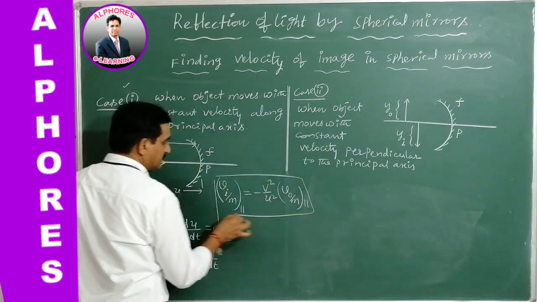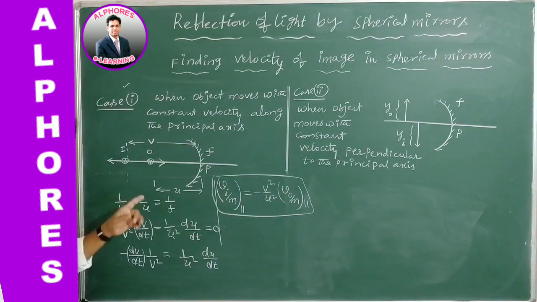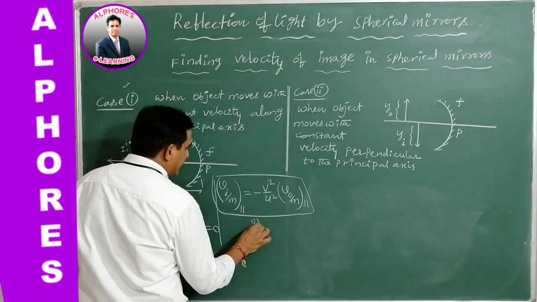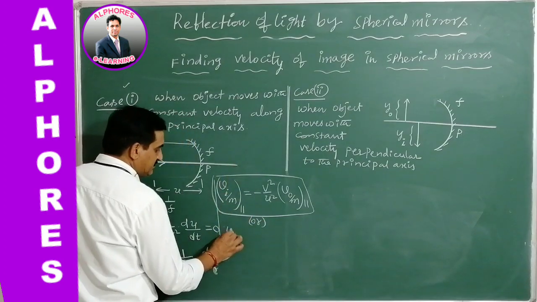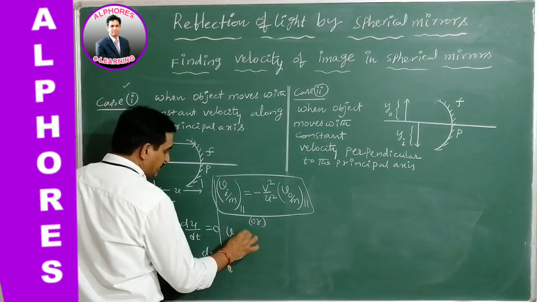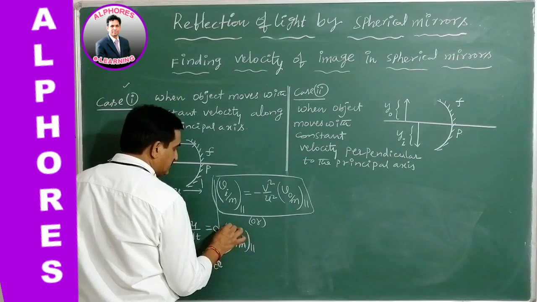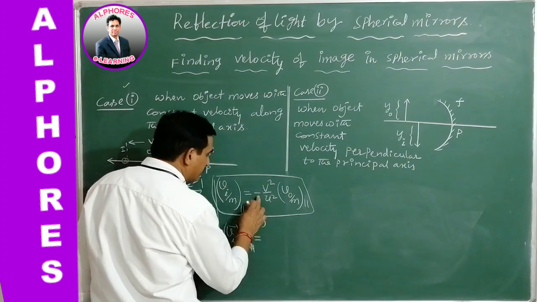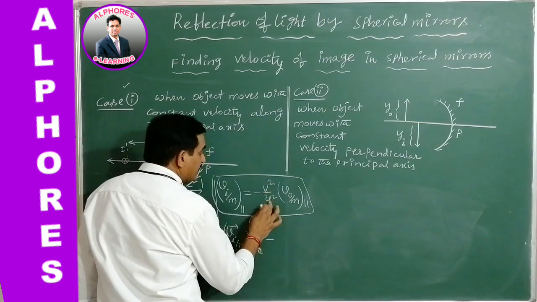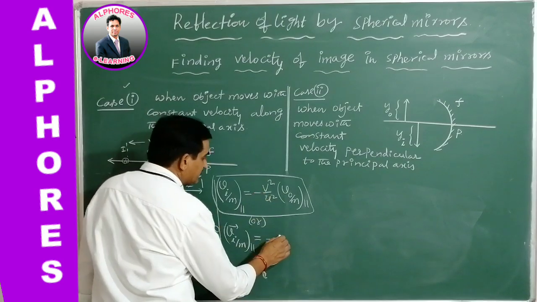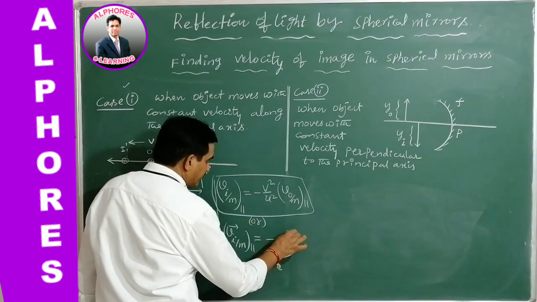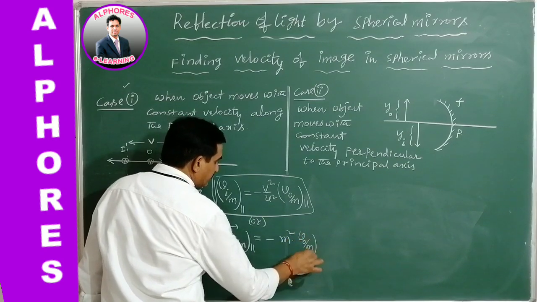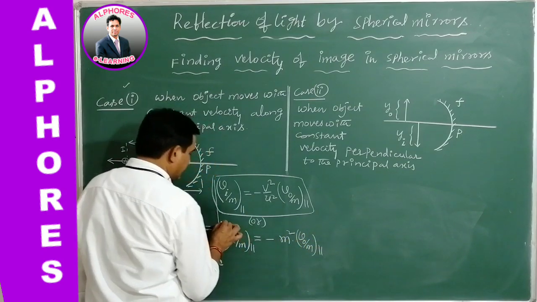This is the component of velocity along the principal axis. We can also write it as the velocity of the image with respect to the mirror parallel to the principal axis. In vector form, this is equal to minus v by u whole square, which is giving magnification m square, into the velocity of the object with respect to the mirror parallel to the principal axis.